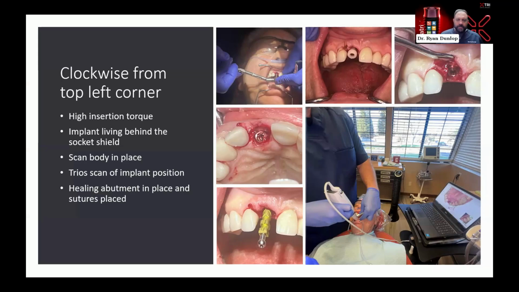From there, I put the scan body on. You can see on the bottom left here, that's their scan body. It's engaging, right? This is a single unit crown, so it kind of slots in.